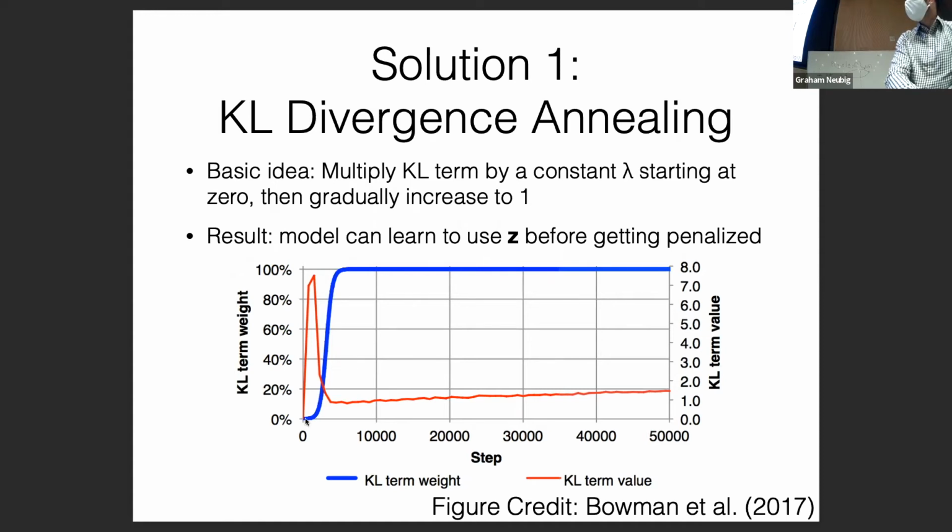And you can see that before you increase the KL divergence weight, you get a big KL value. Then as you increase the weight, it decreases, but it doesn't decrease all the way to 0. So it's not collapsing completely.